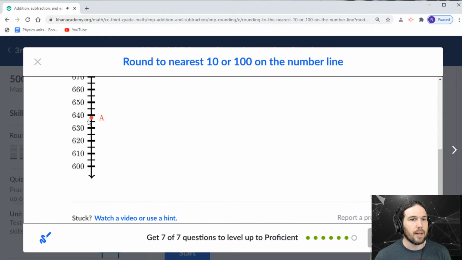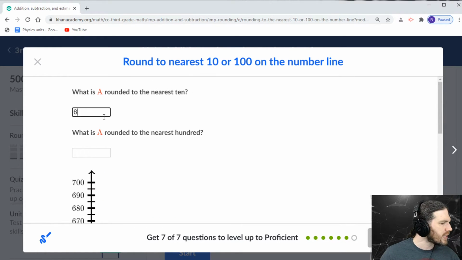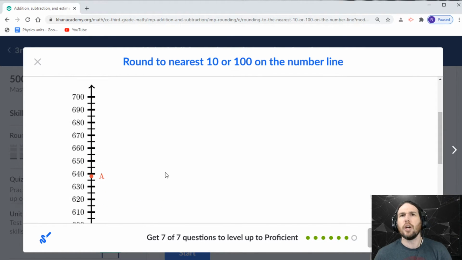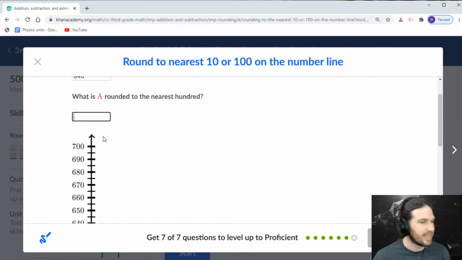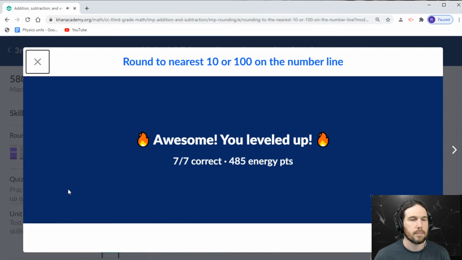And then A, what is it rounded to the nearest 10? Looks like 640 to me. Notice how it doesn't actually ask us what A is. It doesn't tell us what A is. Who cares what A is? We're not interested in the value of A. We're interested in rounding A to the nearest 10 to the nearest 100. And that would be 600. And that is round to the nearest 10 or 100 on the number line.